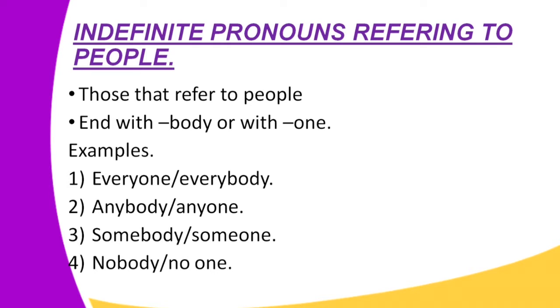Number 4, nobody. When you talk about nobody, you're not specific. This can be nobody or no one, meaning you're not specific about the one you are talking about. No one simply is non-specific. So it's another indefinite pronoun.